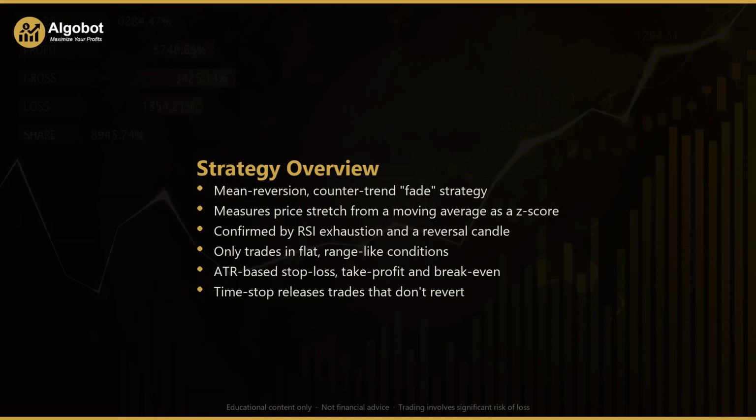But distance alone isn't enough. The strategy layers on several confirmation filters to avoid acting on every stretch. It uses the relative strength index to confirm that momentum is genuinely exhausted. It checks that the market is in a flat, range-like regime rather than a strong trend, because trends can stay stretched for a long time. And it waits for the most recent candle to actually begin turning back toward the mean before committing. Risk is handled mechanically. Every trade is placed with a stop loss and a take profit derived from the average true range, so position risk adapts to current volatility. There's also a break-even mechanism and a time-based exit.